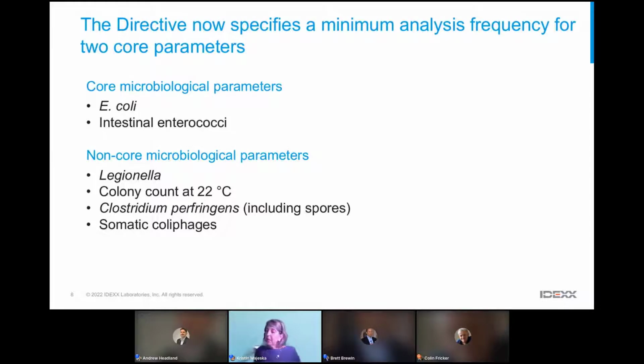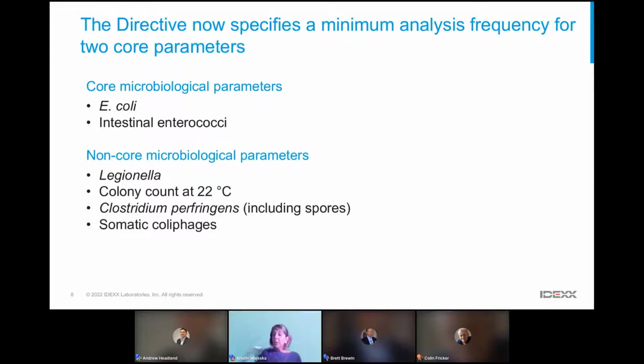So in terms of microbiology, the new directive specifies the minimum number of times you must test for 2 of the parameters that we'll talk about today. These are the core parameters: E. coli, as many of you on this call, I imagine, are doing today, and intestinal enterococci. The number of tests required will vary by the size of the system.